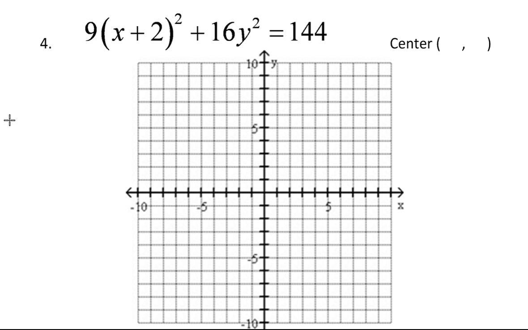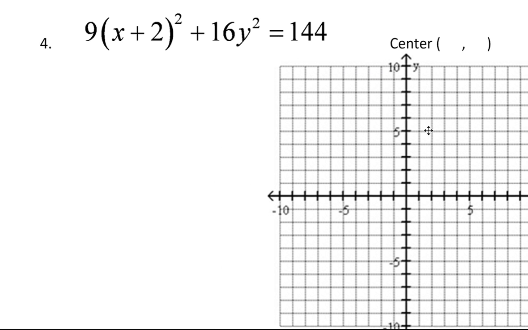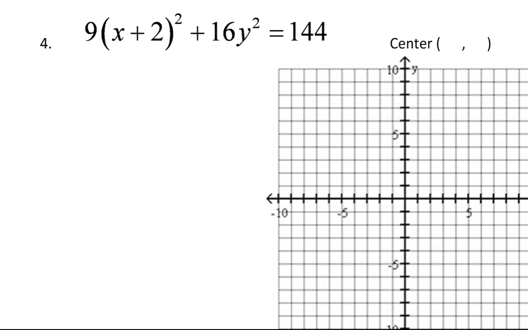And hey, I think we're almost done here. Oh, we got 2 more. Awesome. Alright, this guy, we're going to have to do our division. So let's slide this thing over here. We don't care about that center. We'll figure it out. Alright, so we got to divide by our 144.